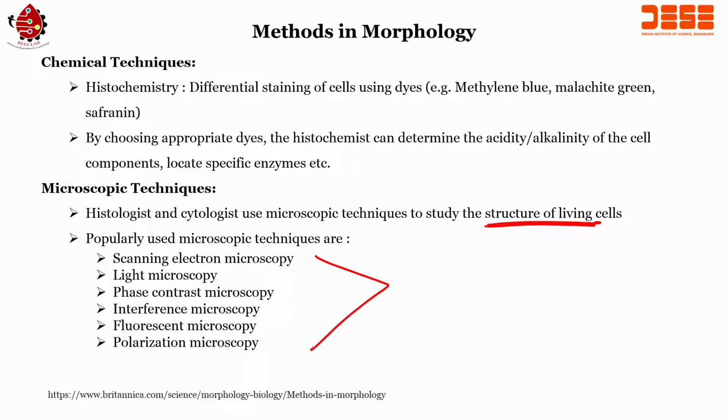One is the SEM, which is scanning electron microscopy, then second one is light microscopy, third one is phase contrast microscopy, fourth one is interference, then we have fluorescent, and finally we have polarization microscopy. All right. So, there are 6 different microscopy. Now, let us see each of those in detail.